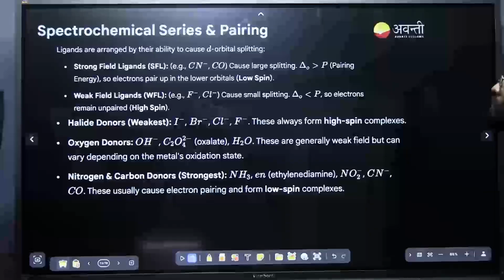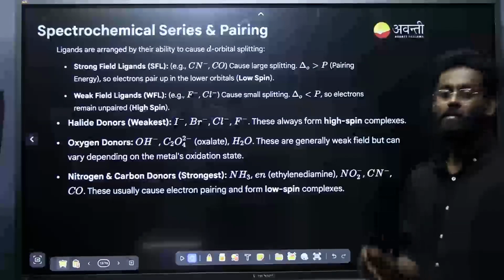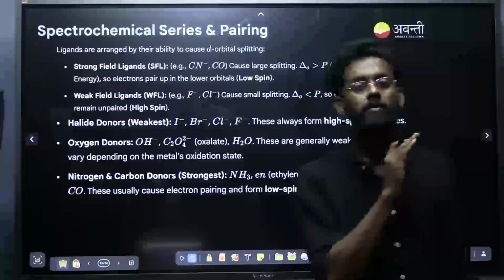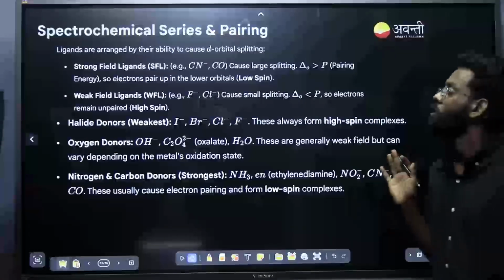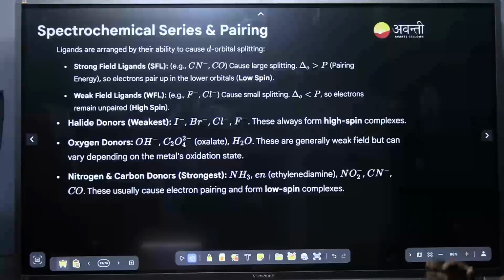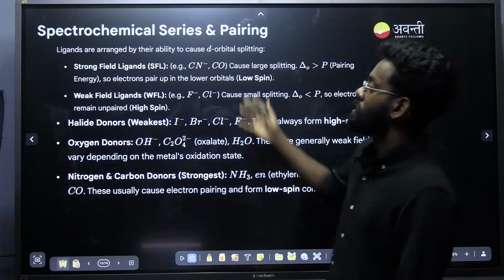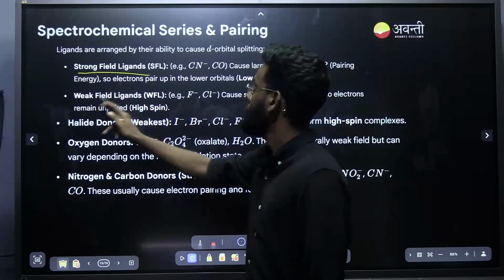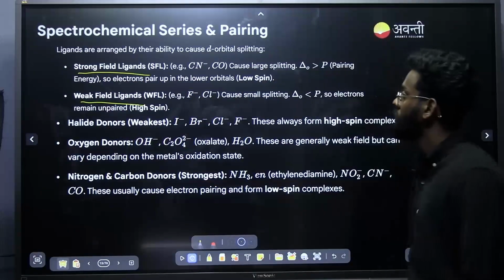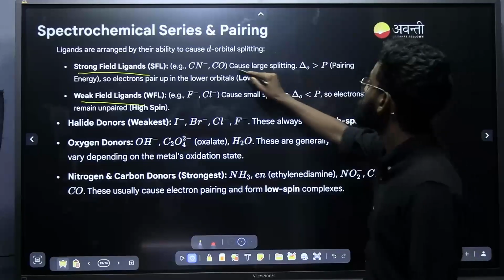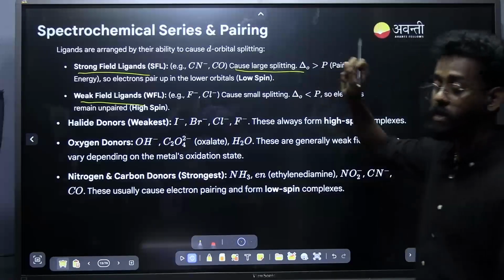What are all these things? Okay, spectrochemical series, it is in which ligands are arranged according to the increasing order of their strength, or increasing order of their splitting energy. Based on that we can classify ligands into strong field ligand and weak field ligand. What are strong field ligands? They will be leading to large splitting of d orbitals.